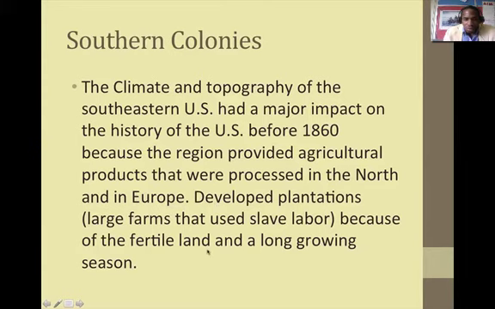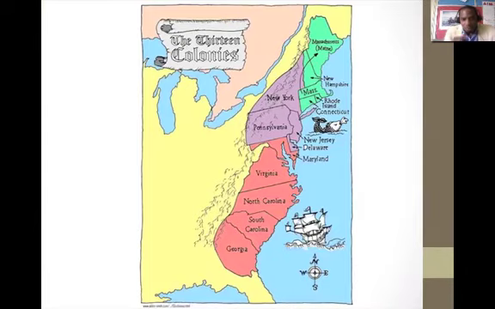They developed plantations, which were large farms that were used for slave labor because of the fertile land and the long growing season. That's what's most important, is the fact that there's a long growing season. If the growing season was short like it was in New England, then they wouldn't have been able to grow all these crops. So therefore, the southern colonies were the main colonies in terms of making a lot of the money, whereas the New England colonies were just good for fishing and trading with Europe. So you can understand that the New England colonies really favored being in Europe or Great Britain. They loved Great Britain because they traded with them.